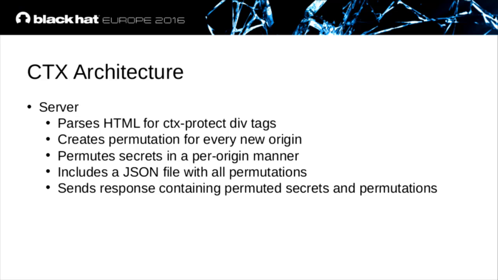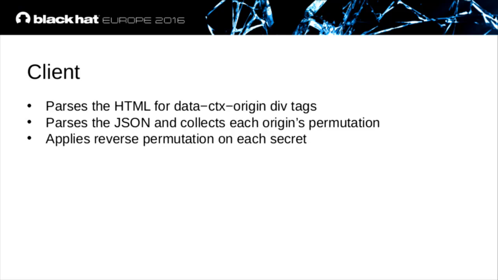And then at the end of the HTML body, in the way that you saw the HTML code, there's the tag that you saw with the permutations. This basically includes the data that allows the client to unpermute. So this is just a JSON data appended to it. So that's the server-side part, and then the client-side part just does exactly the opposite.